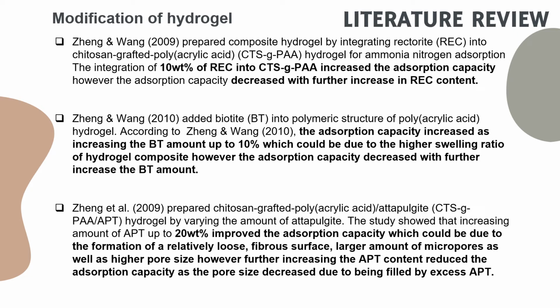And lastly, Zheng et al. 2009 prepared chitosan grafted PAA hydrogel attapulgite by varying the amount of attapulgite. The study showed that increasing the amount of attapulgite up to 20% improved the absorption capacity, which could be due to the formation of a relatively loose fibrous surface, a larger amount of micropores, as well as higher pore size. However, further increasing the APT content reduced the absorption capacity because the pore size decreased due to being filled by the excess APT.